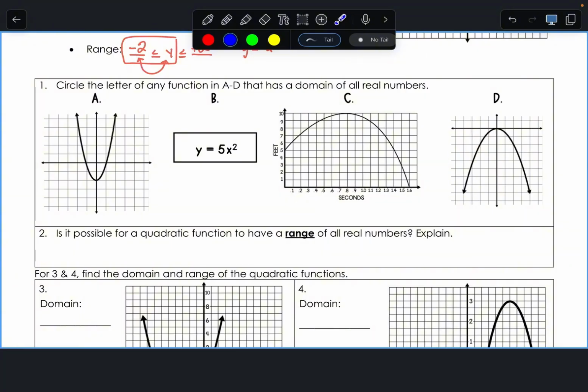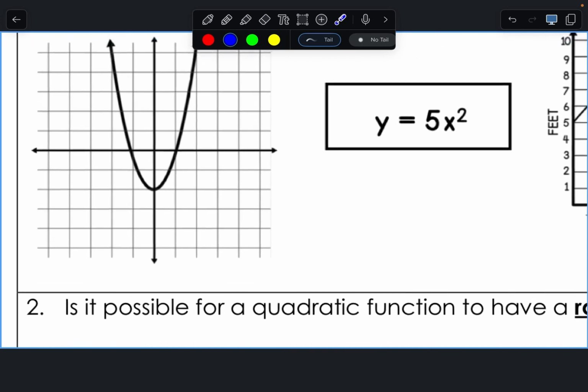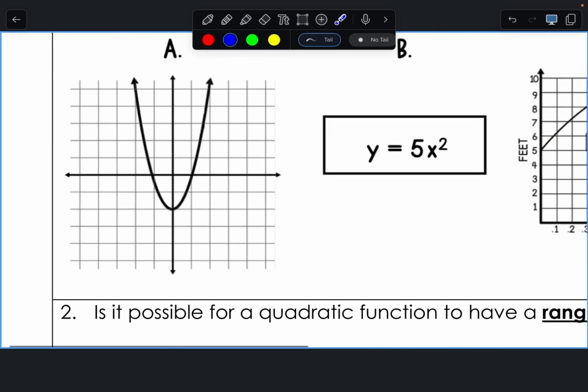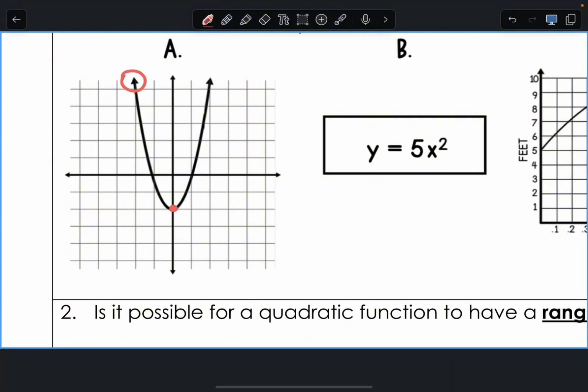Number 1. It says circle any function A through D that has a domain of all real numbers. So the only thing we're going to look for is the domain, which we're going to label our points anyway. What's the vertex here? 0, -2. Now the left arrow is what? Negative infinity. The right arrow is?